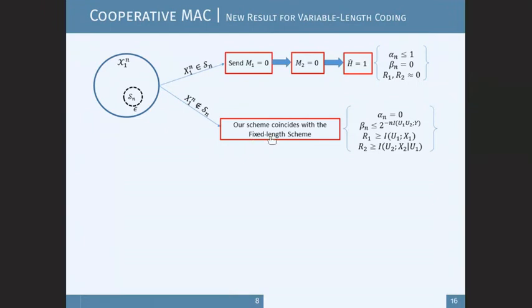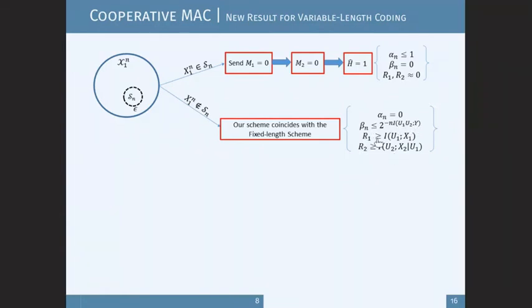In fact, Zou and Lai were able to provide a weak converse, which means it holds only if epsilon tends to 0, a weak converse result for the optimal error exponent under cooperative MAC. However, they had an error in their converse proof. We fix it, and we also present a strong converse in the next slide. So in this result, the optimal exponent will be the mutual information between U1, U2, and Y.